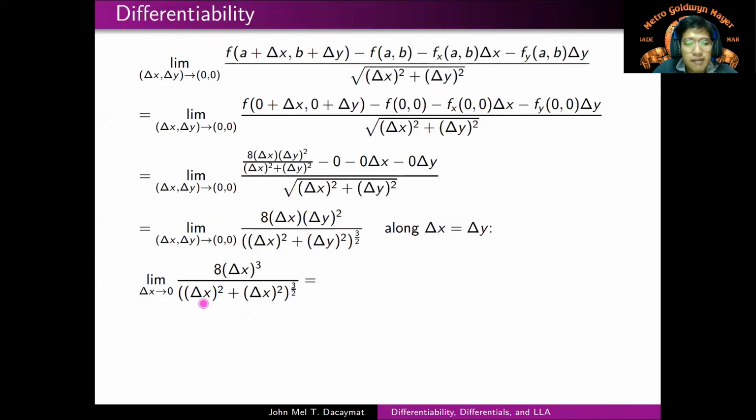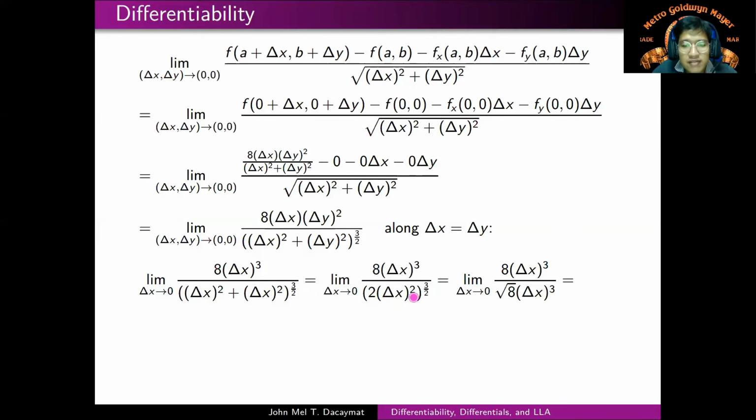So pwede kong pagsamahin yung ilalim. So I get 2 delta x squared raised to 3 halves. So etong ilalim, pwede kong i-distribute yung exponent, no? I just have yung 2 to the 3 halves, square root of 8 lang yan. Tapos yung delta x squared raised to 3 halves, parang magka-cancel lang yung 2, kaya delta x cubed na siya. Delta x cubed can cancel, 8 over square root of 8 will just become square root of 8.